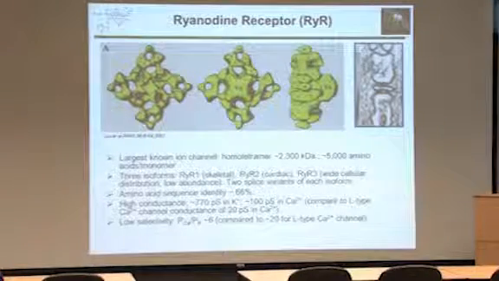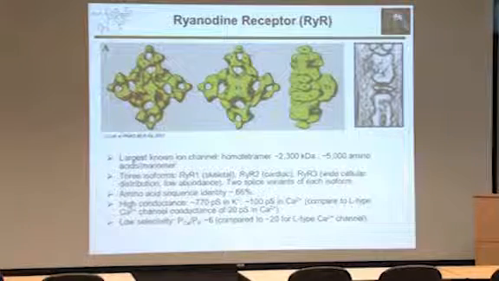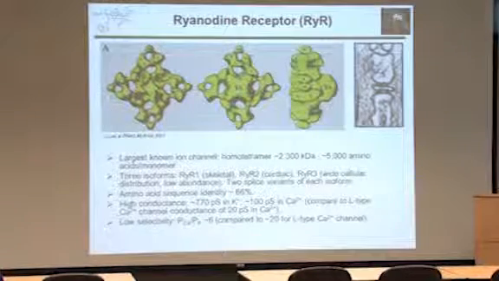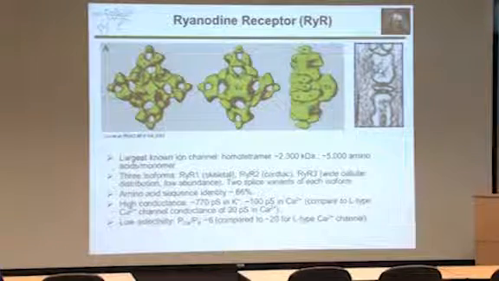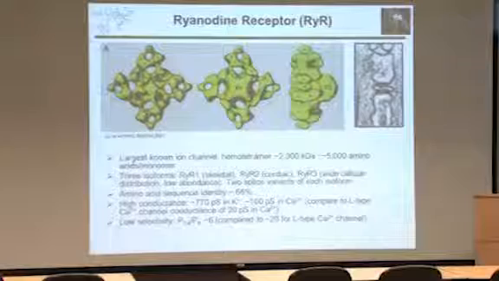As I mentioned, it's the largest known channel. It's a tetramer. Each monomer is about 5,000 amino acids. This thing is so big it's unlikely to be crystallized anytime soon, so the best images we have are from EM.